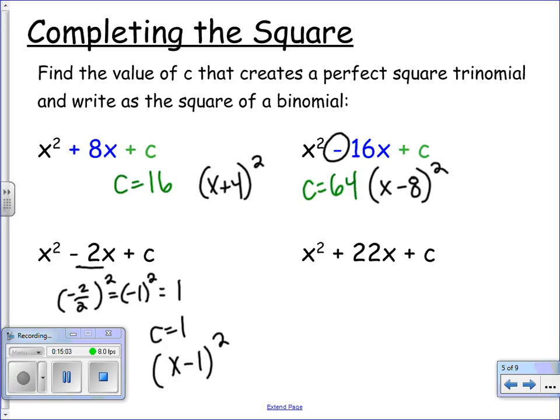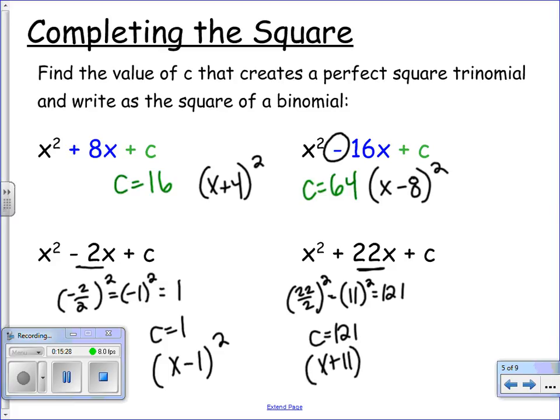And then you can use that same method for x squared plus 22x plus c. Take half of the middle term, so that would be 22 divided by 2, and square it. That would be 11 squared, which is 121. So the value of c that completes the square is 121, and the binomial is x plus 11 squared.